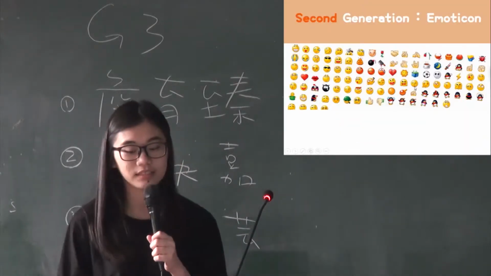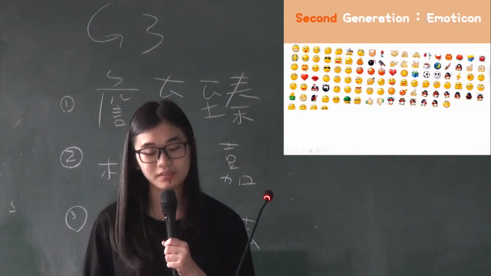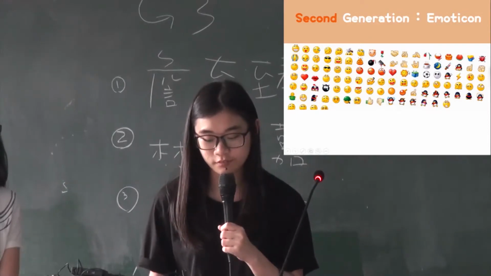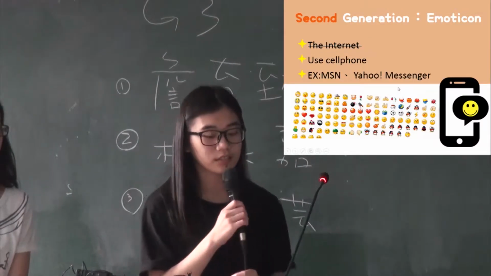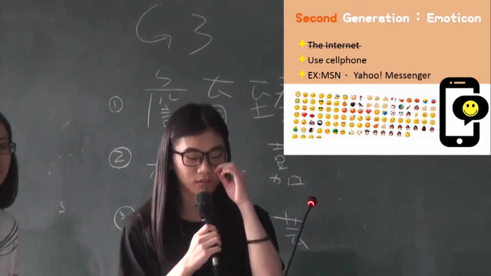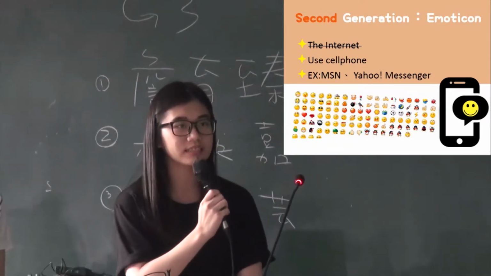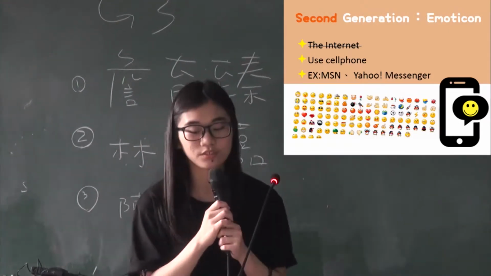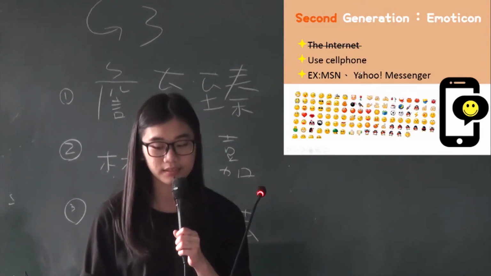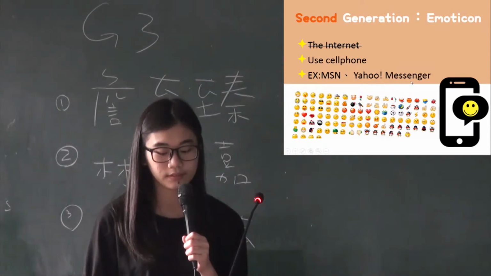And the second generation is also called emoticon, like this, many kinds of them. In this stage, the internet wasn't very popular at all, so people only used cell phones to send text messages. And in this stage, Amazon and Yahoo Messenger appear.